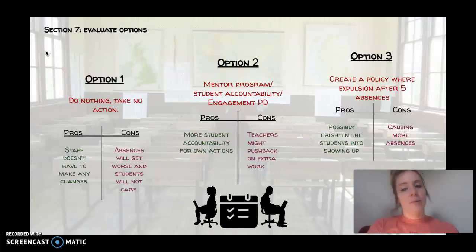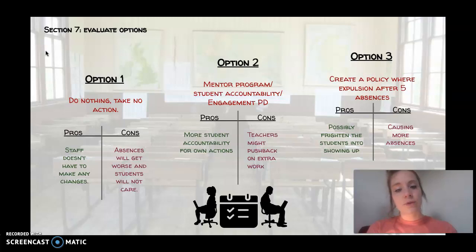So to evaluate my options, some pros and cons, I kind of talked about some cons on the last slide, but for option 1, some pros would be that the staff doesn't have to make any changes. They can just keep doing what they've been doing. But cons are that absences will just probably keep getting worse, and students maybe will just not care anymore.